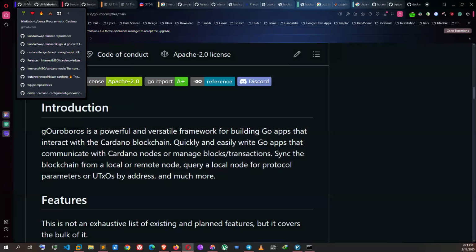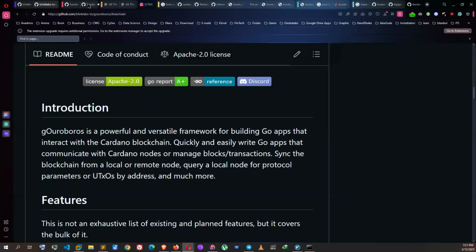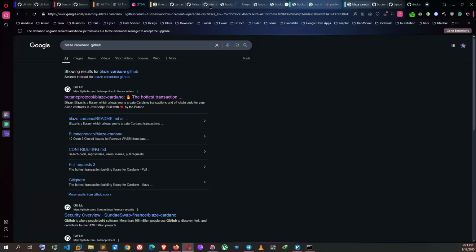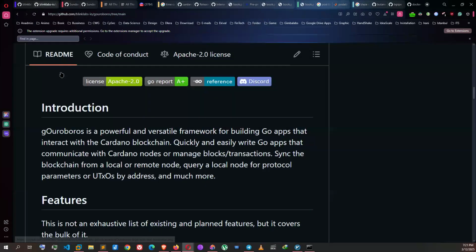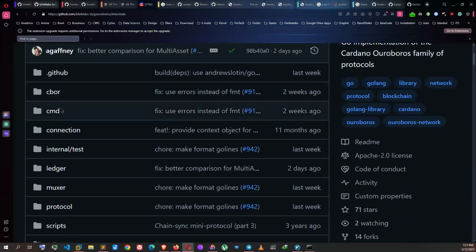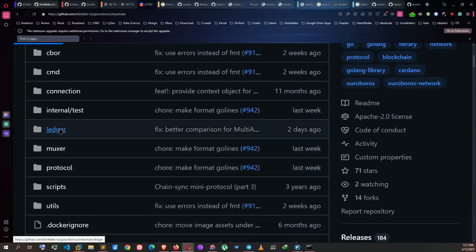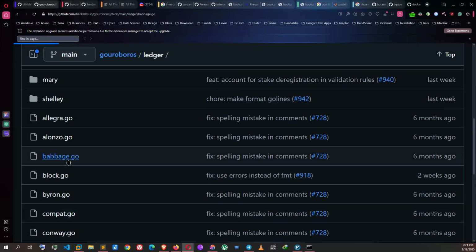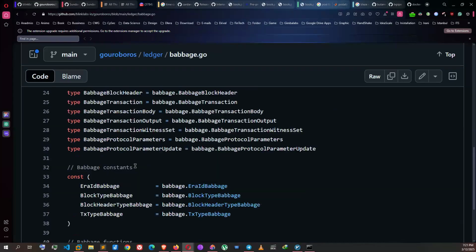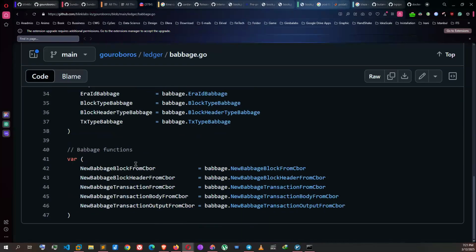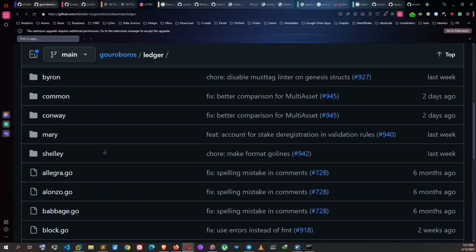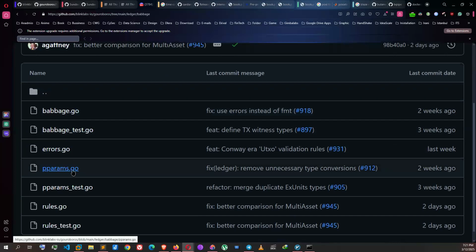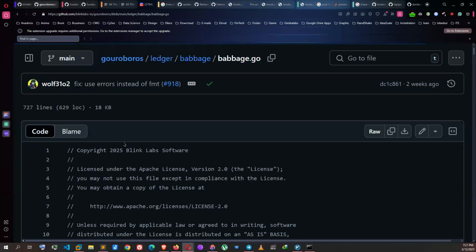But I remember you said there is this Blink Labs repository. Where is Blink Labs protocol parameters in Gouroboros? So eras, ledger. Babbage. No, this is just the Plutus version 2 wrapper. You need the actual Babbage under Babbage. Okay, where is Babbage? Here. And then we have Babbage params. Let's go with Babbage.go.